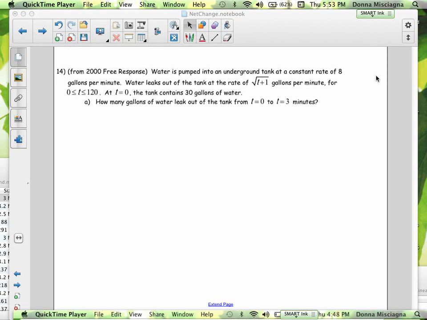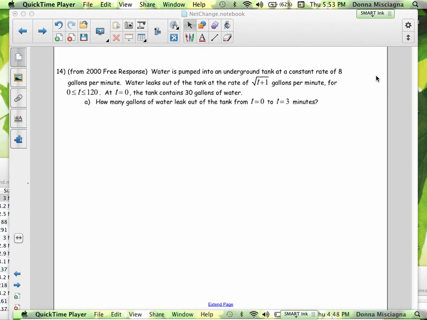How many gallons of water leak out of the tank from t equals 0 to t equals 3 minutes? This is a favorite kind of AP question where we have 2 things going on. We have something going in and something going out. So we're going to have to subtract what comes out and add what goes in, and we're going to have to integrate both of them. There's 2 separate integrals here.